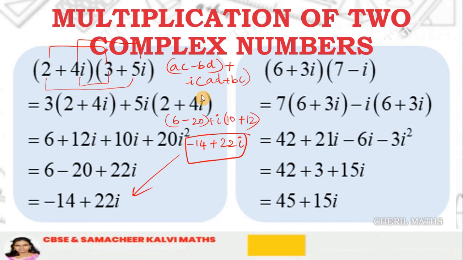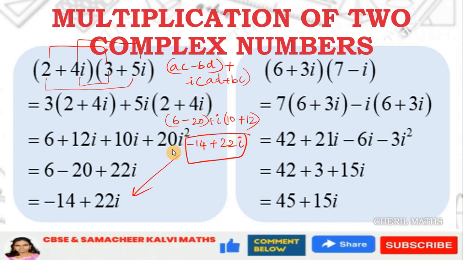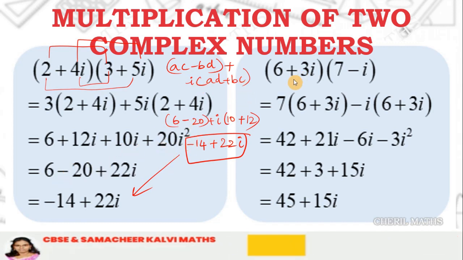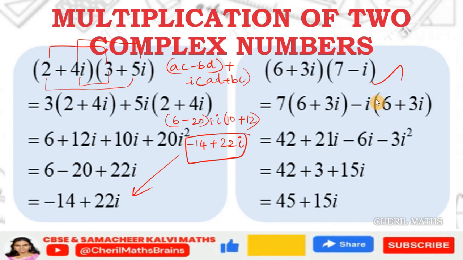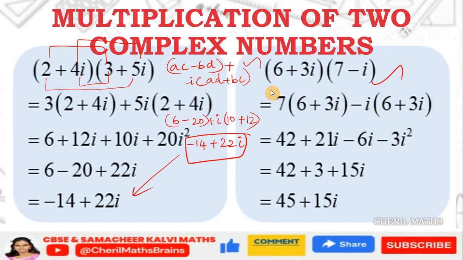Try to remember this way. This is the traditional method. In case you forget this, you can do it by the normal method. But the only thing is, you will have to remember that i square is minus 1. If you remember that alone, you will not make any mistake. In a similar way, I want you to try this question also. Try using this formula and see if you get this answer.